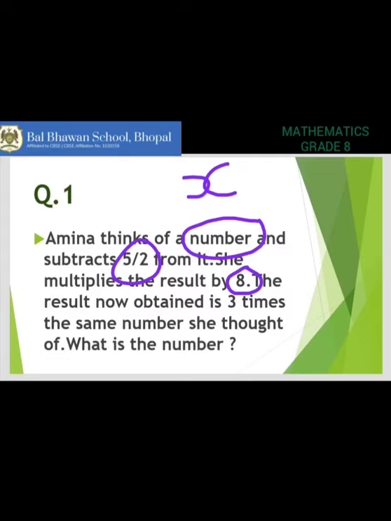After subtraction and after multiplication, the final answer that she receives is equal to 3 times the same number she thought of. What is the meaning of same number? Same number is what you assumed, what she thought of. So 3 times the same number means 3x.